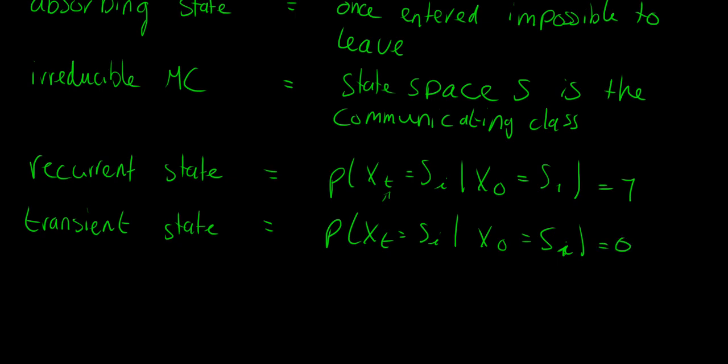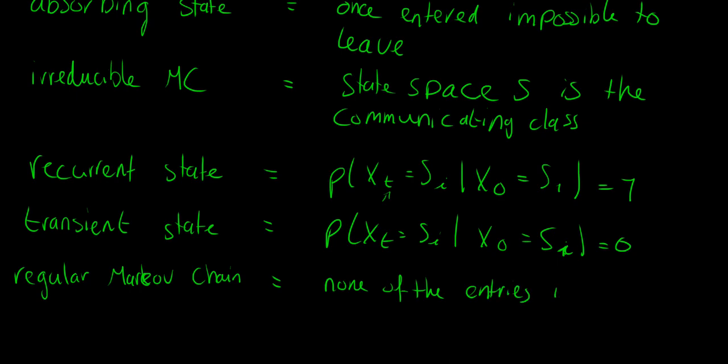And our last definition is called a regular Markov process, or Markov chain. And what that says is that we have our transition matrix P, and in every one of our entries in our matrix, none of them is 0. So none of the entries in P is 0.